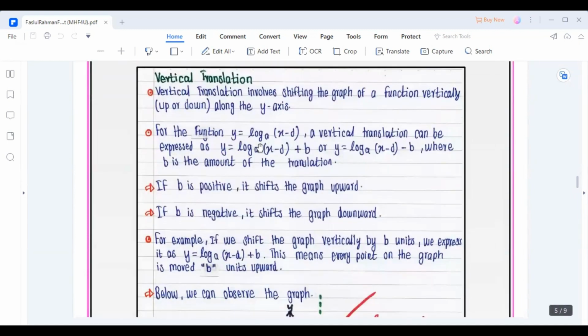For the function y equals log a (x minus d), a vertical translation can be expressed as y equals log a (x minus d) plus b, or y equals log a (x minus d) minus b, where b is the amount of translation. If b is positive, it shifts the graph upward. If b is negative, it shifts the graph downward.